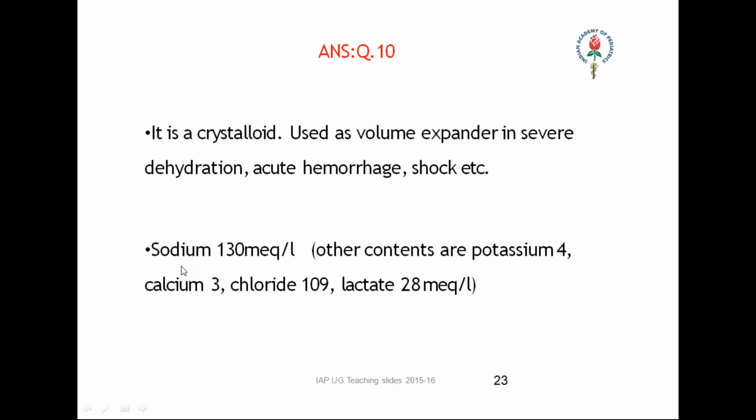What are the constituents of ringer lactate? Sodium is 130 milliequivalents per liter, potassium is 4, calcium is 3, chloride is 109. If you observe carefully, normal potassium in our body is also 4, sodium around 135 to 145, chloride around 110. So this is almost close to our normal body composition. This is the best or ideal fluid when the child is not in a decompensated state like shock. It is a better volume expander because of its resemblance to body fluid composition.